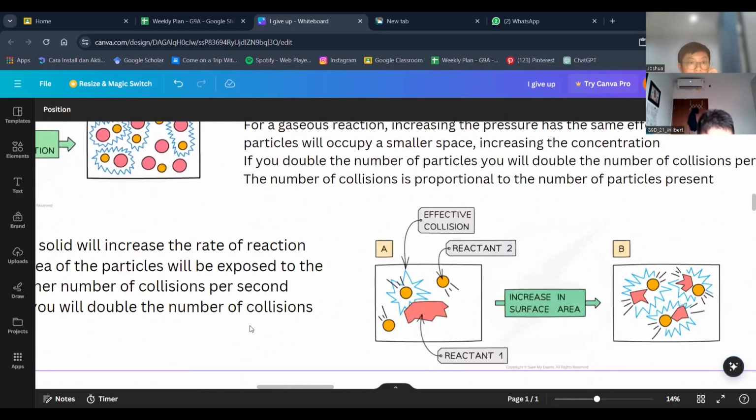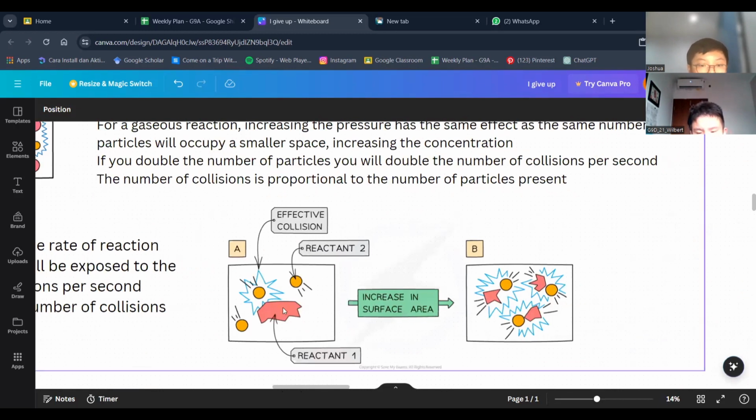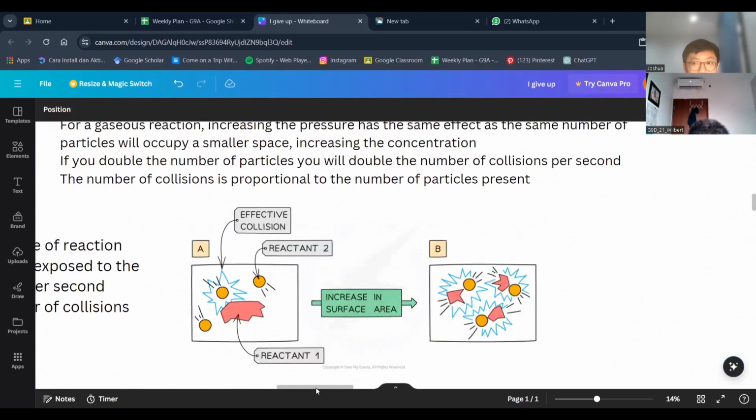Next, this is referring to the surface area. So as you can see, reactant 1 here, the pink one, is a big chunk, right? So it's hard for it to break apart and to collide with just one. And if you only have one giant lump like this, you won't be able to have successful collisions. But if you break down reactant 1 into multiple pieces, it'll increase the surface area, allowing for more successful collisions.